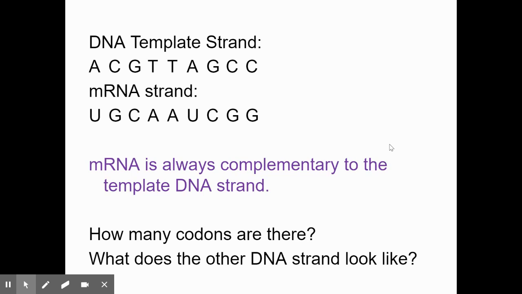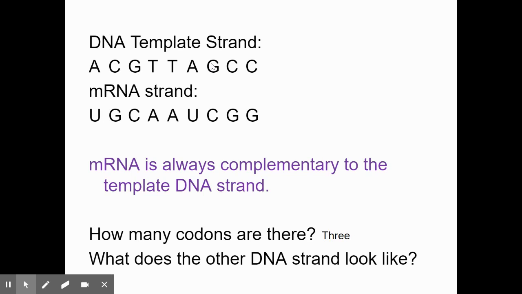Okay, at this point, you should have paused the video and answered our two questions, so let's see if you are correct. How many codons are there? Well, actually, there are three in total. Remember, we read a codon as three DNA bases or three mRNA bases, and so we can see those are going to be grouped into three codons.